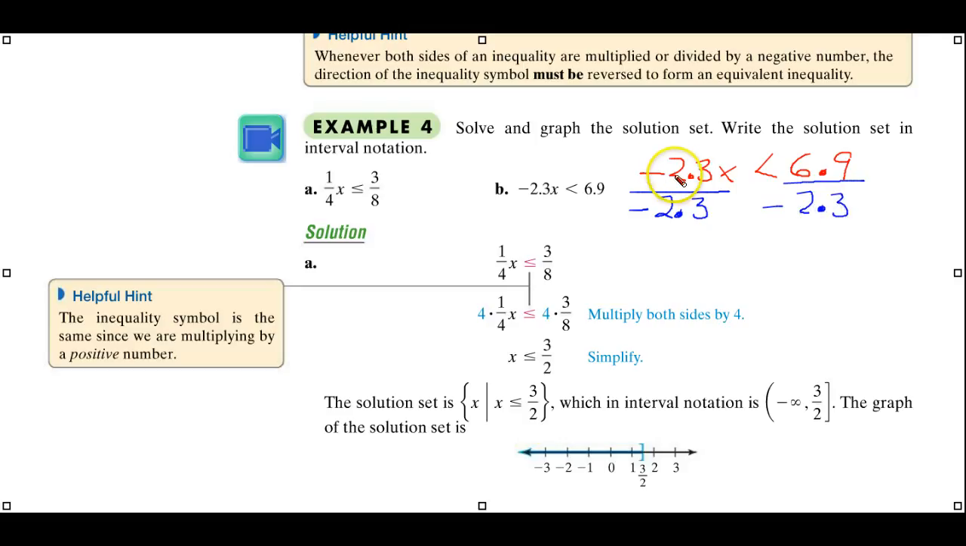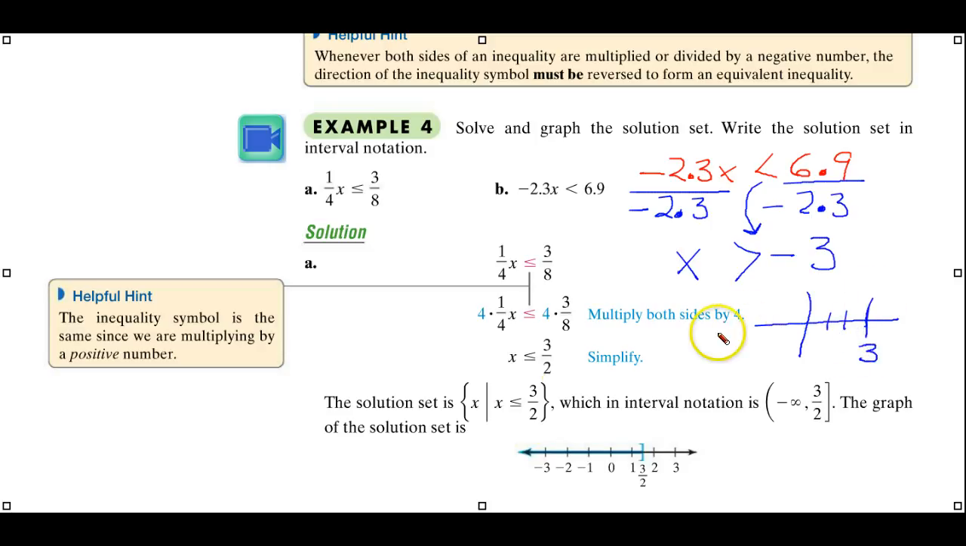But since we're dividing now by a negative, to keep this statement true, we must reverse the direction of our inequality sign. And a negative 2.3 goes into there a negative 3 times. So, graphing this now, there's our negative 3 right there.